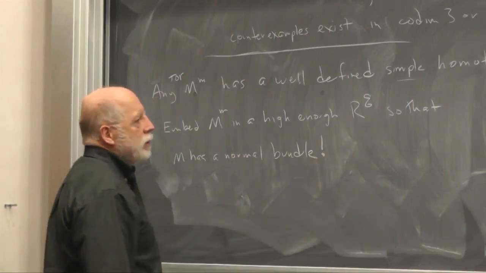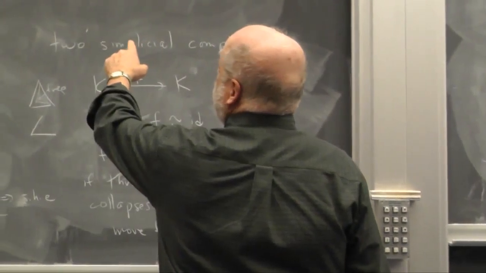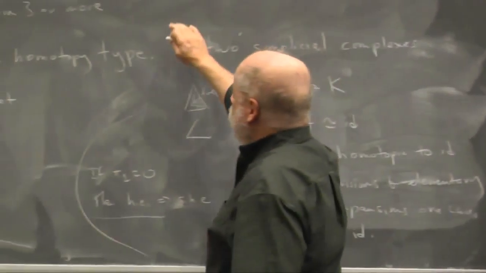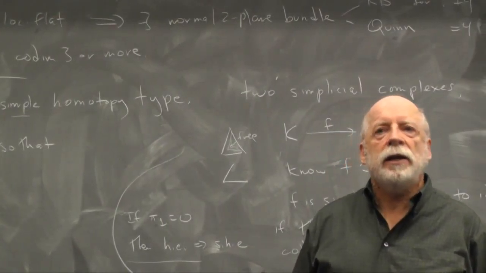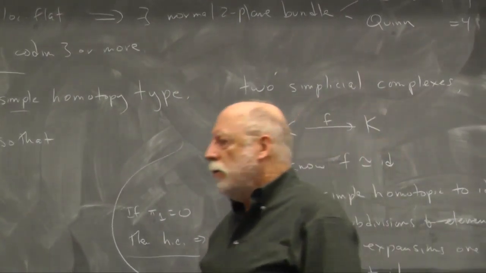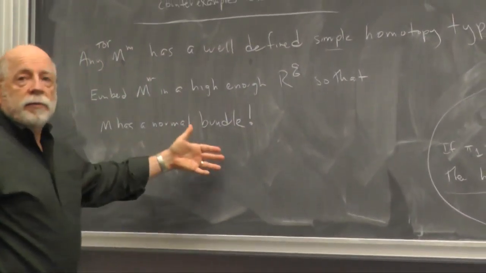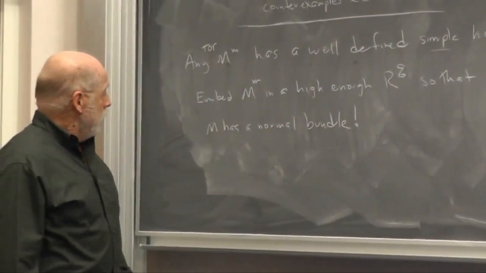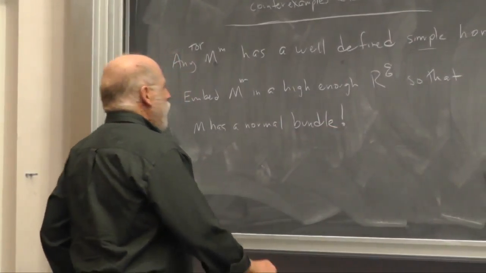So that's important. I've said over here that not everything has a normal bundle, you know, in codimension 3 or more. But if you stabilize, if you add extra dimensions, then you always can get a normal bundle. So topological manifolds stably, you do have nice bundles and so on. So embed it in a high enough dimension so it has a normal bundle.